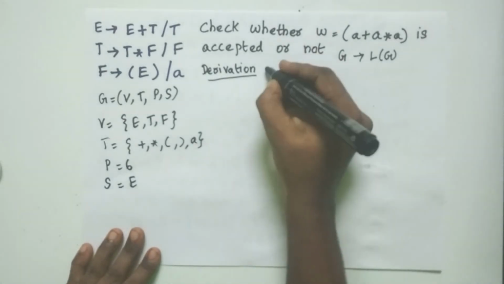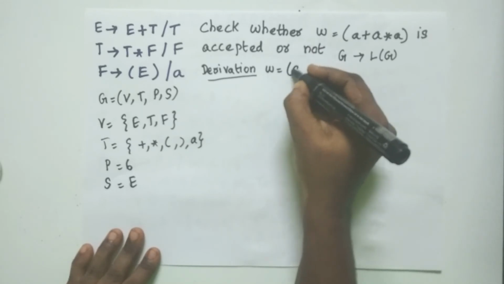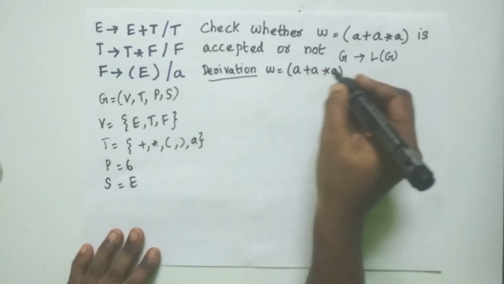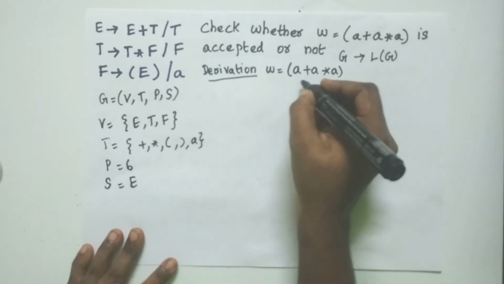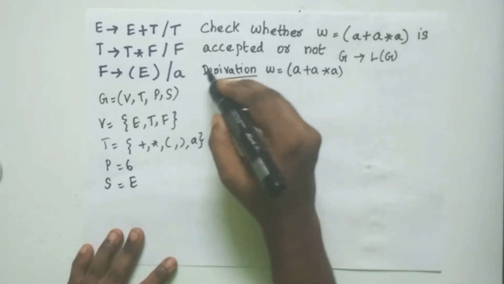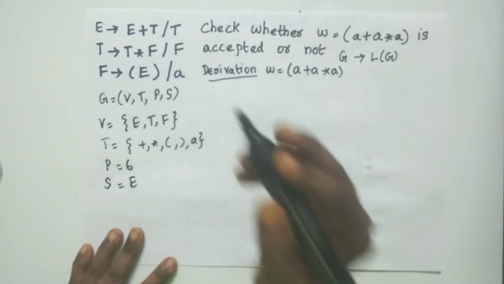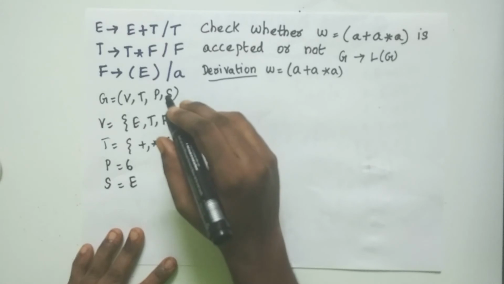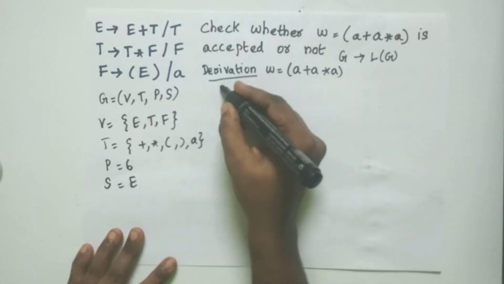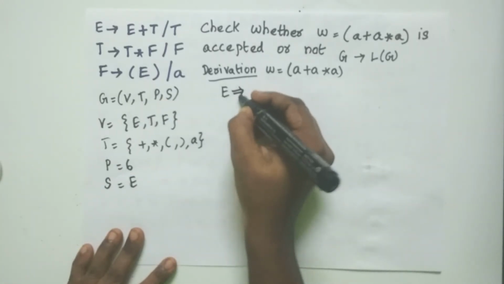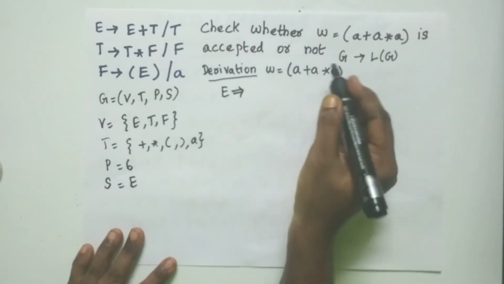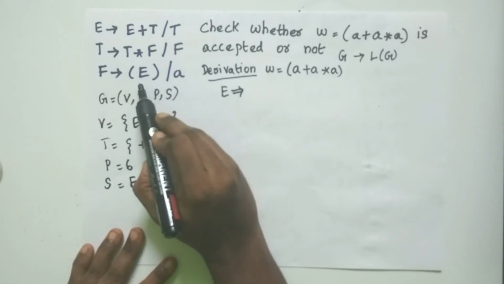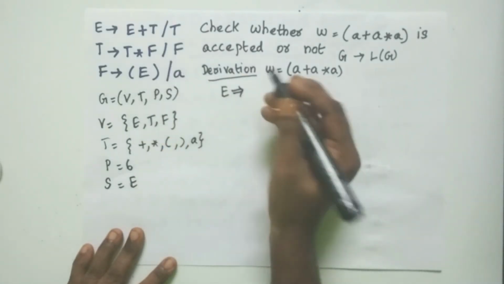So here we are having a string W equal to open A plus A star A. Now you must check whether you can derive this string from this grammar. So how can we start? We have to always start from the starting symbol of the grammar. So E, you start deriving. You need to have this open and close brace. This open and close brace is present only in F derives open E close. So you go for deriving.